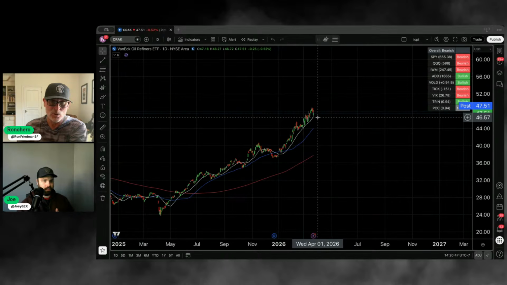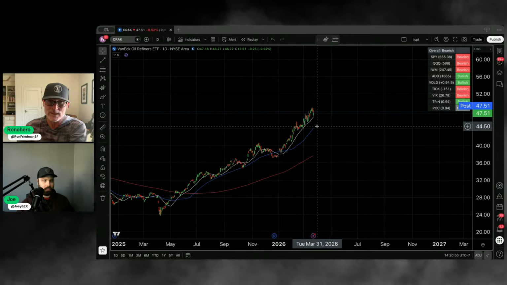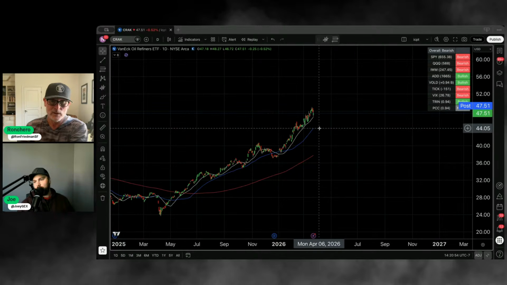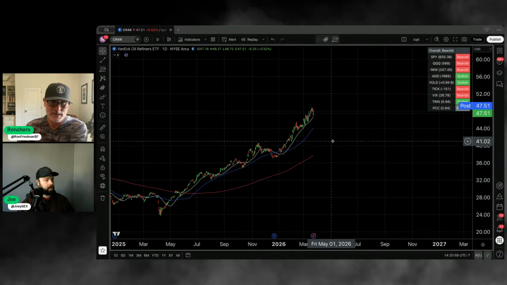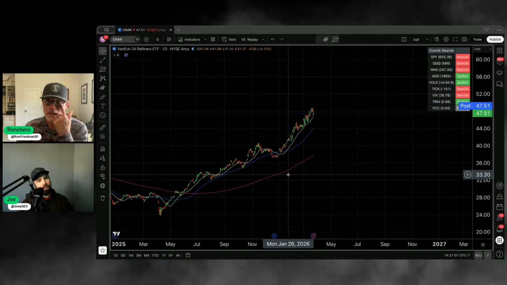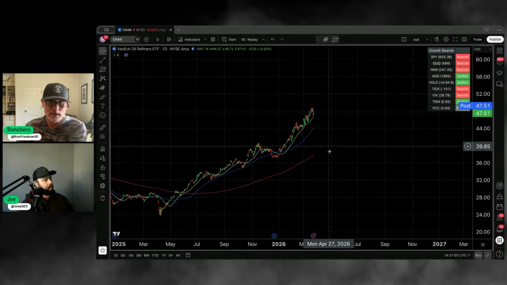And if it doesn't hold up, you sell it and you wait and see if you get a test of the 50. And if it hits the 50, you buy it and you wait and you see if it holds up. And if it breaks down, you sell it and you wait for the 200. But this is an ETF in an uptrend.